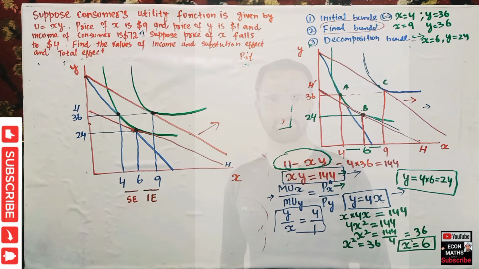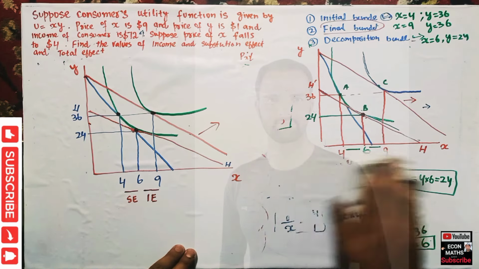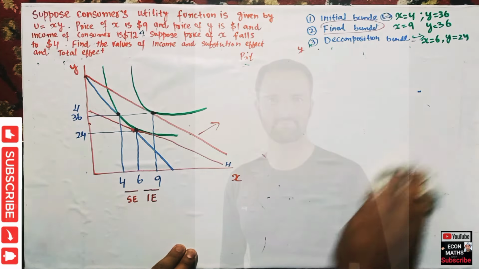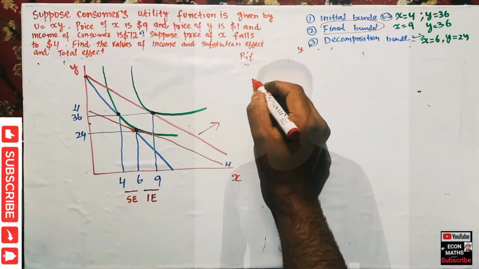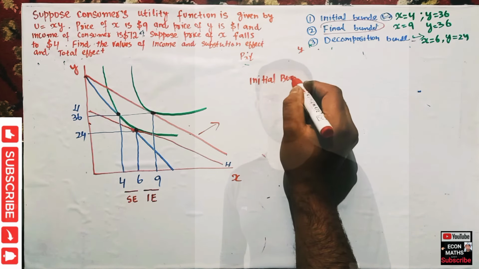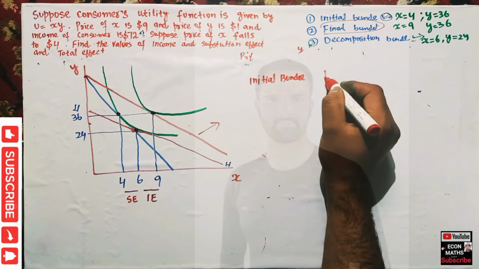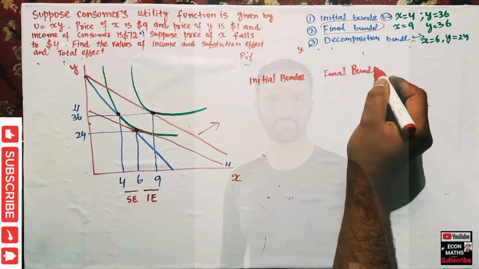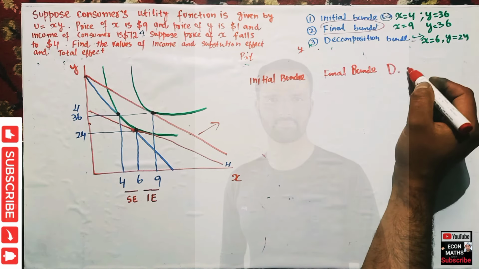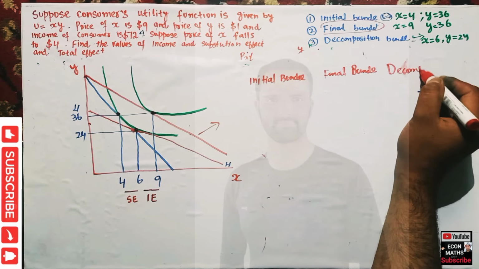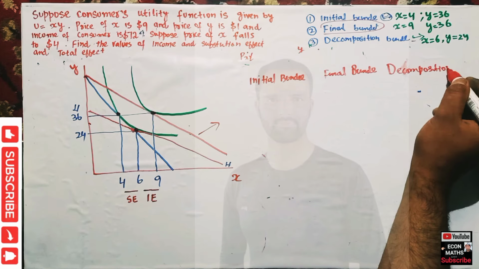So let us rub this out and see the final result of what we have done. Let us write here: initial bundle, final bundle, and decomposition bundle. I will write D bundle here.